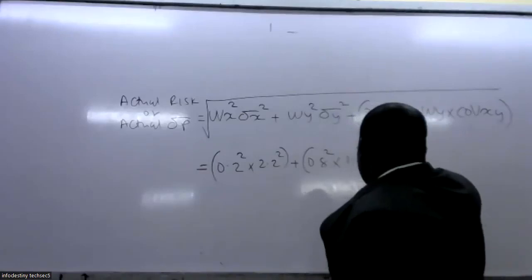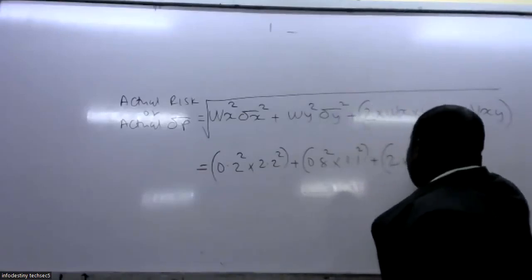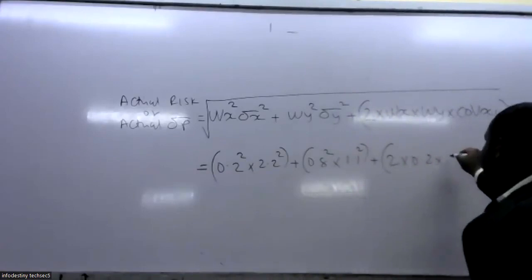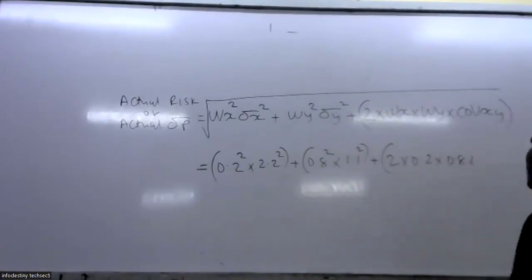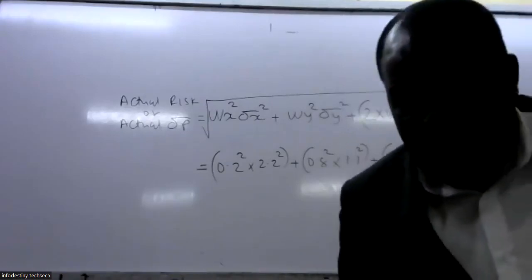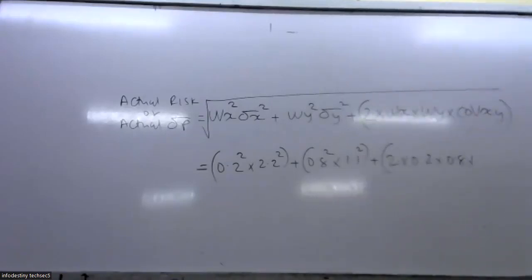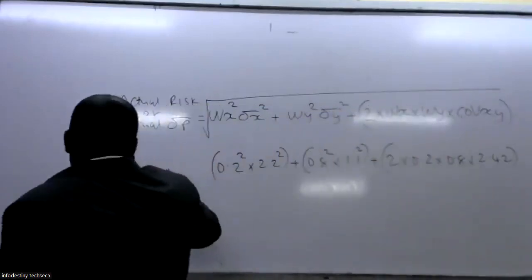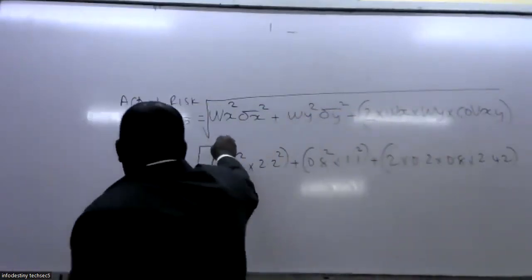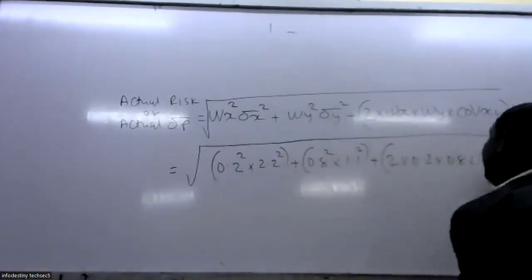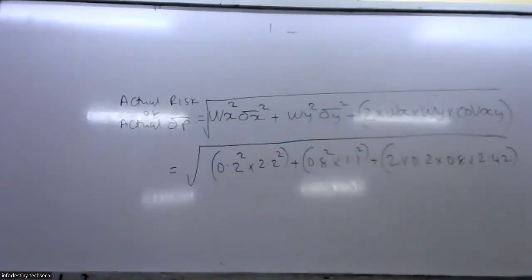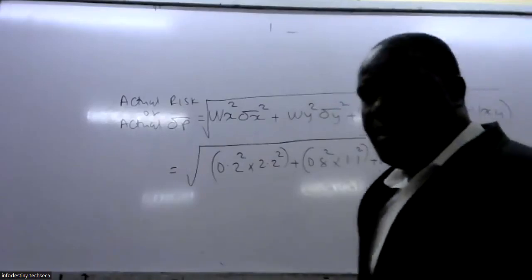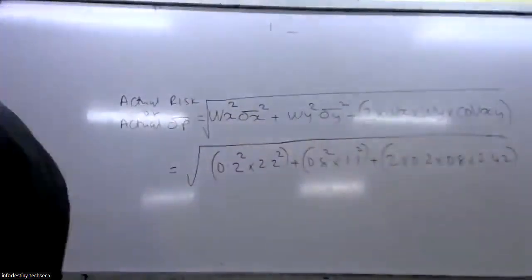Then we add 0.2, that's the weight for X, 0.8, the weight for Y. Then the covariance between X and Y, we had calculated, it was 2.42. Then you will come up with that square root.